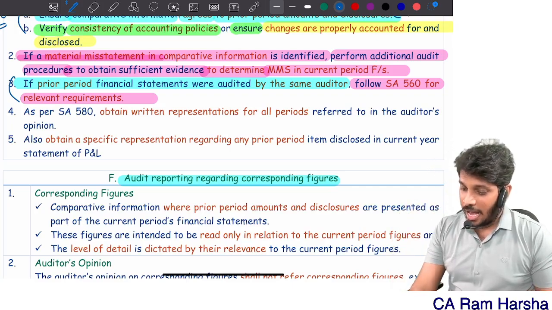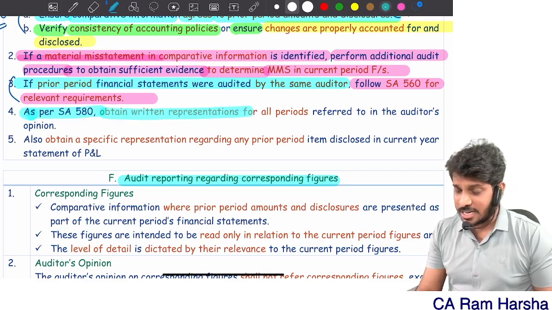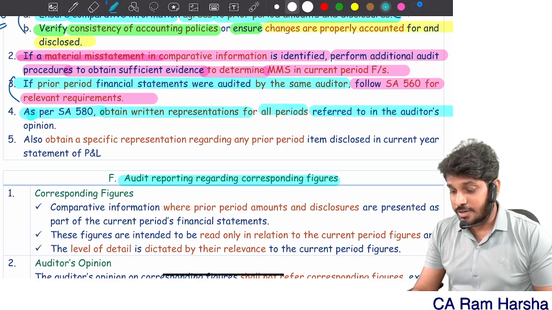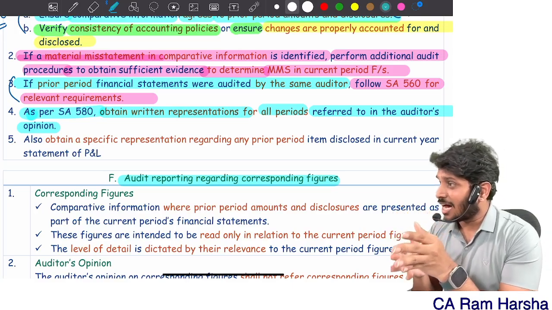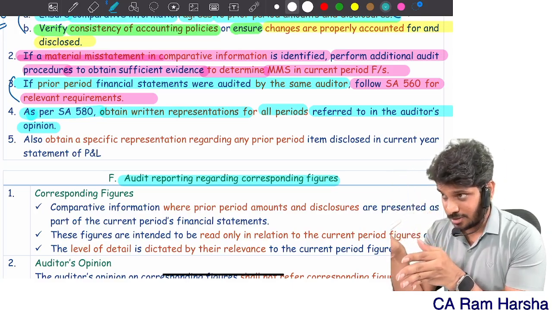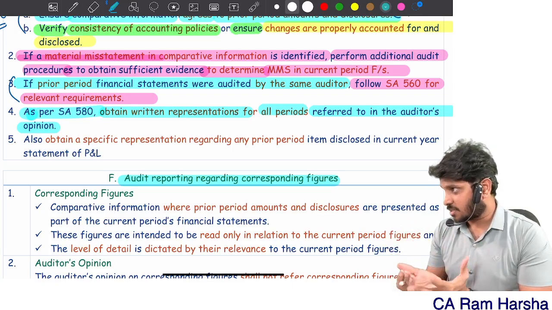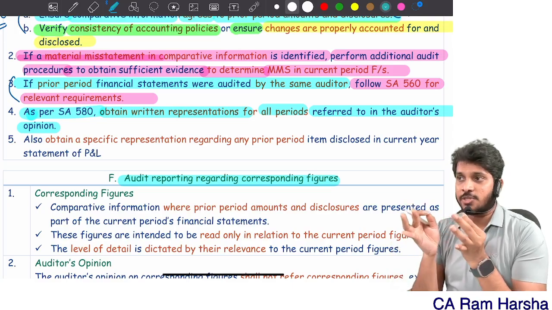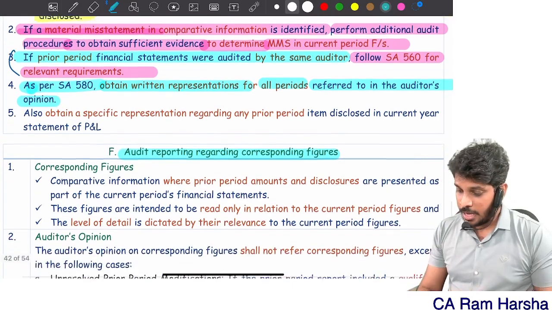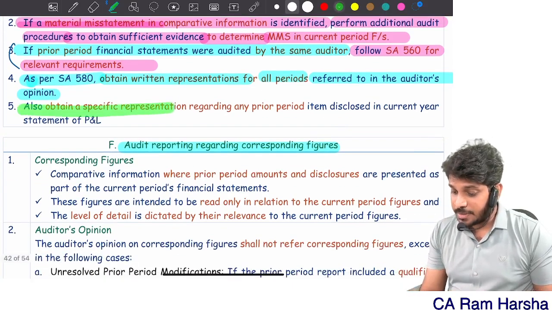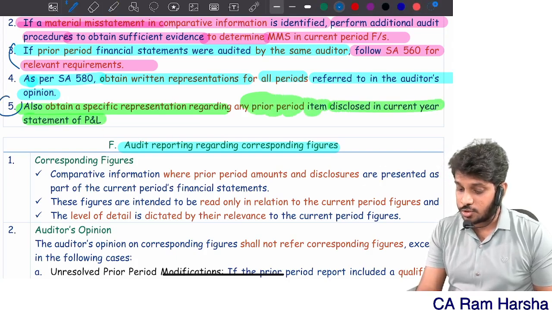As per 580, obtain a representation for all periods referred to in the auditor's opinion. Generally, we refer only to the current period in case of corresponding figures. We refer to all the periods in case of comparative financial statements. So get a representation that management is acknowledging that the financial statements present a true and fair view. Specifically get a representation regarding any prior period item disclosed. See, this is very important.